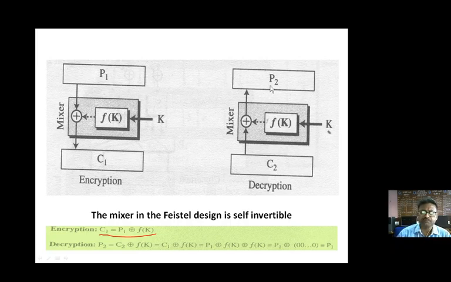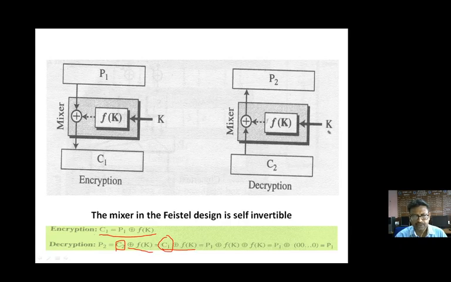So what is actually P2 by this decryption figure? P2 is nothing but C2 XORed with Fk. Now if this C1 and C2 are the same, this C2 can be replaced by C1, because I have assumed that C1 and C2 are the same. And if it is so, then C2 XORed with Fk will be equal to C1 XORed with Fk.